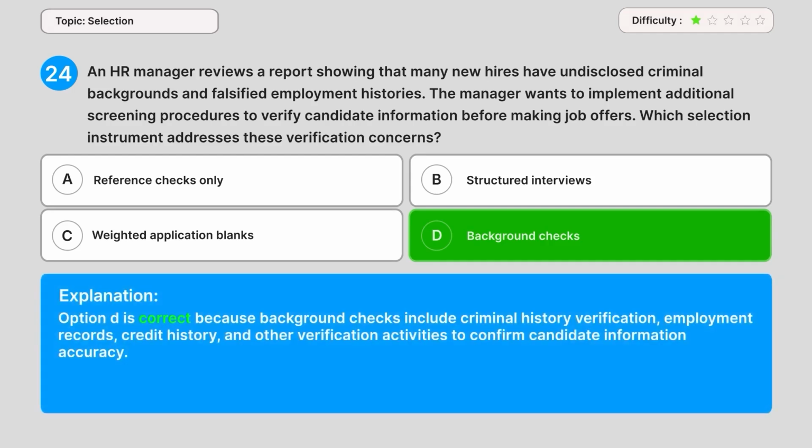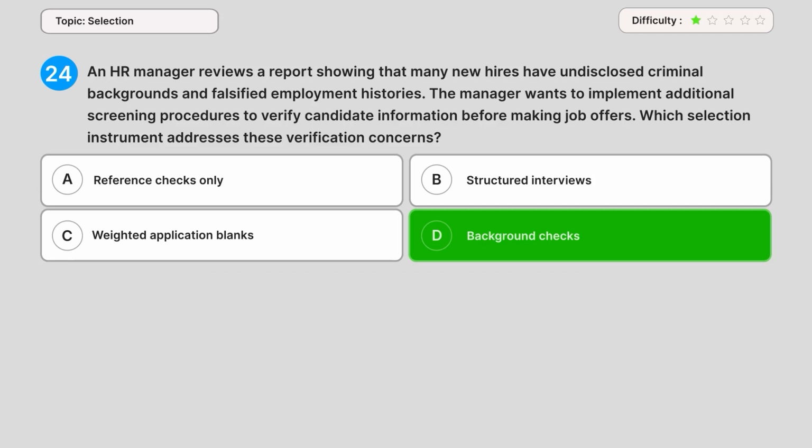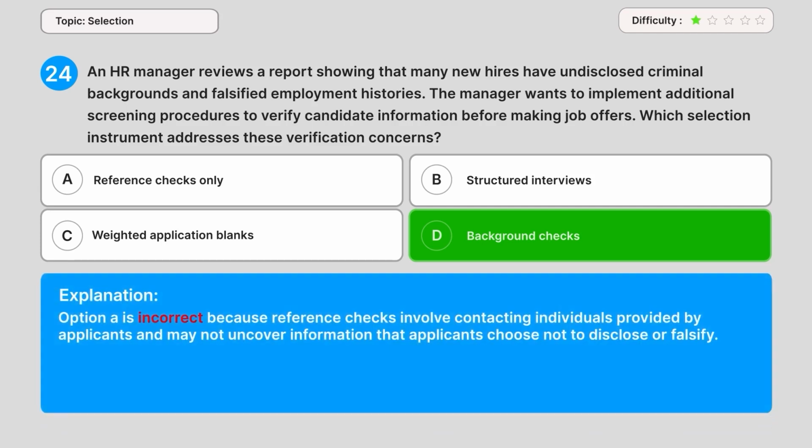Explanation: option D is correct because background checks include criminal history verification, employment records, credit history, and other verification activities to confirm candidate information accuracy. Option A is incorrect because reference checks involve contacting individuals provided by applicants and may not uncover information that applicants choose not to disclose or falsify.